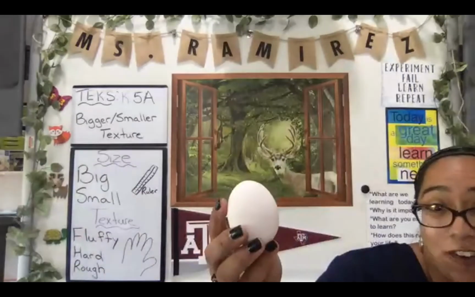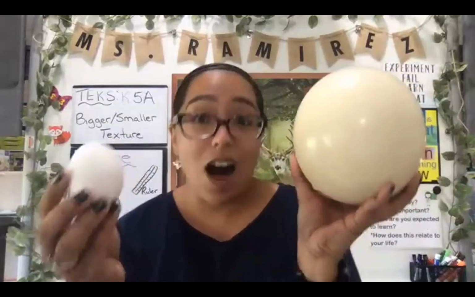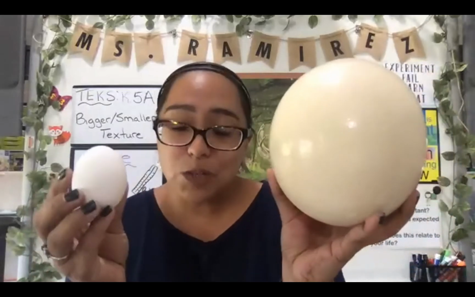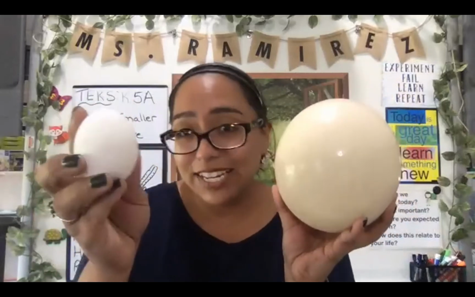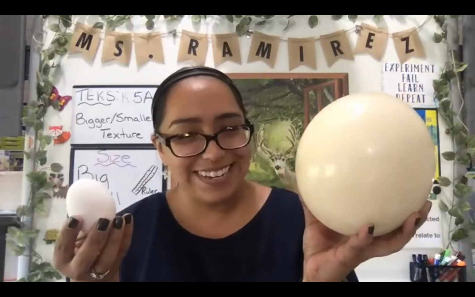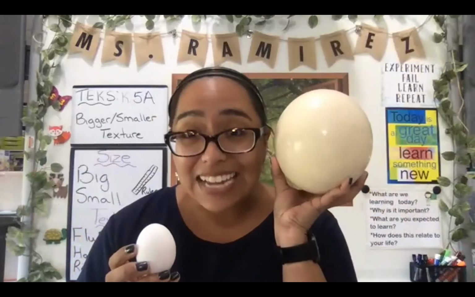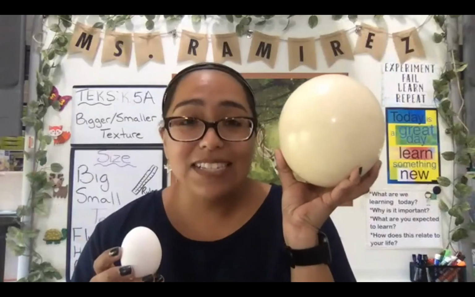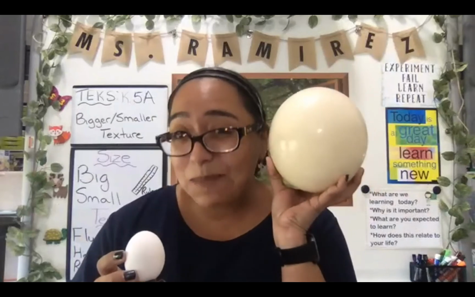The shell's kind of hard. And I have another egg. This belongs to the ostrich. Remember that big bird I showed you on the slide? So which one is bigger, the chicken egg or the ostrich egg? And that should be super easy. It's of course the ostrich egg. It is almost the size of my head. So can you guys imagine an egg that big?